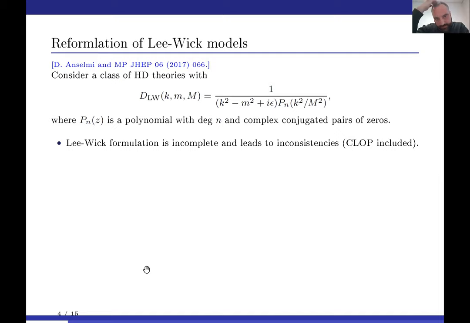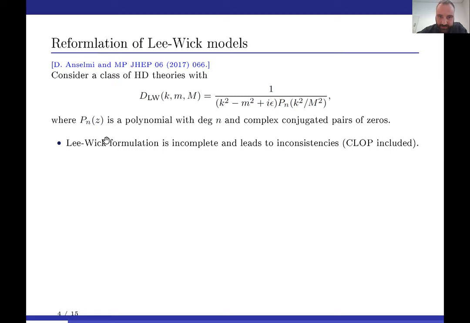So let me make a small historical overview from the point of view of our work, from where we started. The starting point was a reformulation of Lee-Wick models. Lee-Wick models are a class of higher derivative theories, which schematically have a propagator like this one: a standard term times a polynomial of degree n, which has complex conjugated pairs of zeros. So the propagator has complex conjugated pairs of poles. Lee and Wick proposed a way to prescribe such theories.